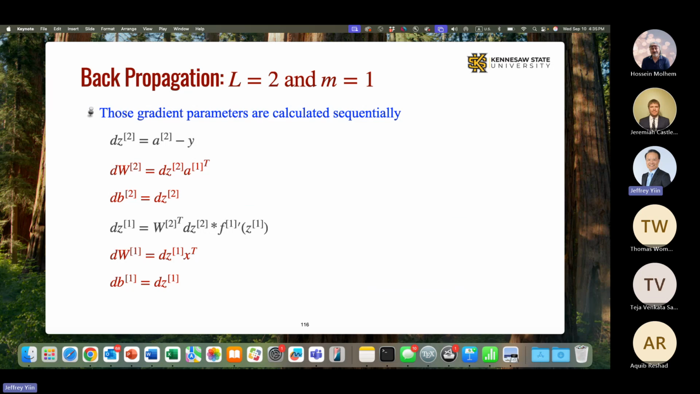So if we summarize that figure and list all the essential calculations. What's DZ2? You use DZ2, you can get the DW2, you can get DB2. You calculate DZ1, you get DW1 and DB1. So here's a tricky thing. There's no need to calculate DA2 actually.